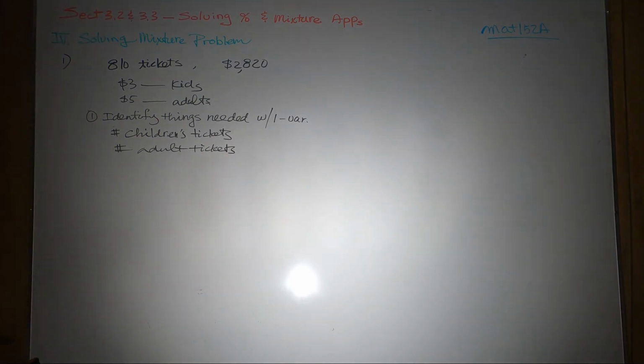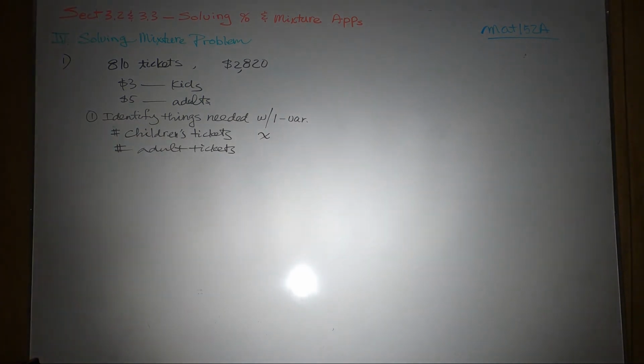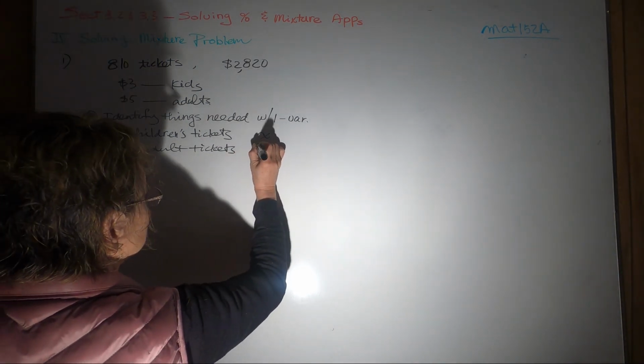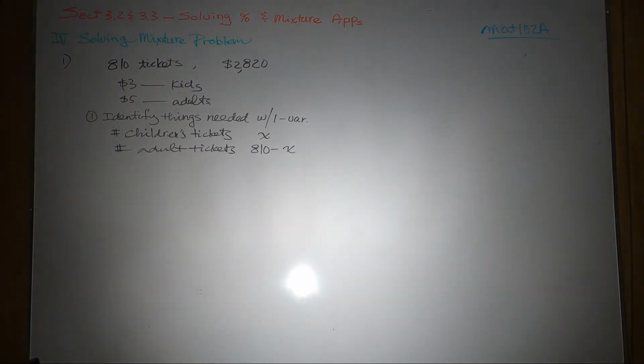But we can only use 1 variable. So how about we just say, oh, put the children as X. Then what happened to the adults? You cannot use Y, but you know the total is how many? 810, right? Part of it is for children, part of it is for adults. So adult tickets will be what? Take X away from 810. Would that work?